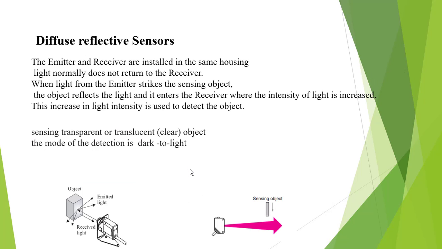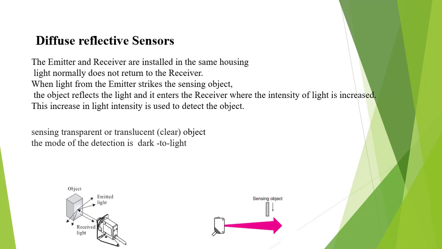Next one is the diffuse reflective sensor. The emitter and receiver are installed in the same housing. Light normally does not return to the receiver, so this kind is dark to light. Normally there is no return. When the object passes the light, it reflects the light back to the receiver.